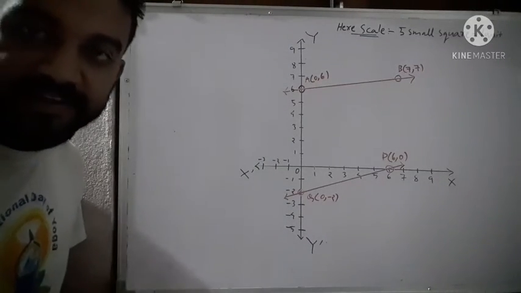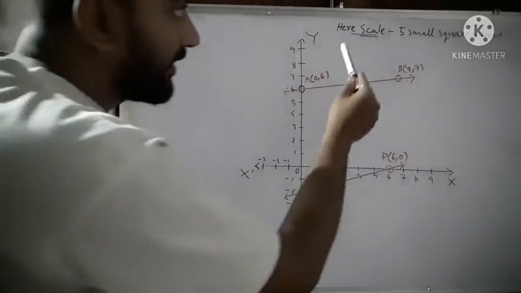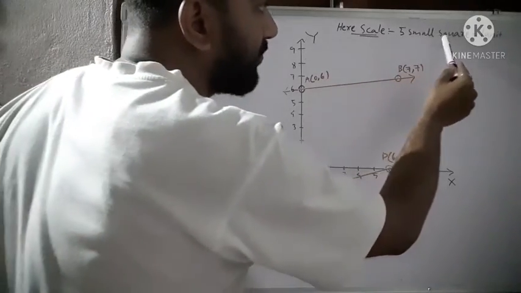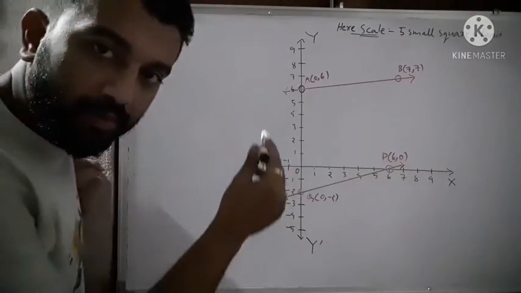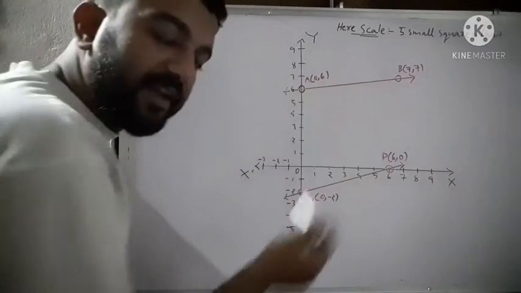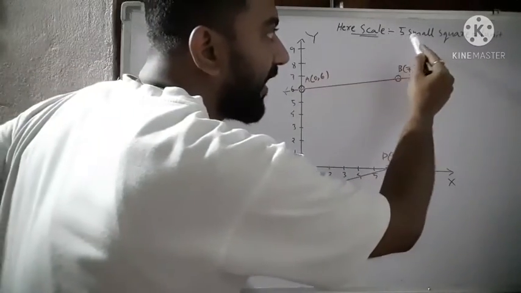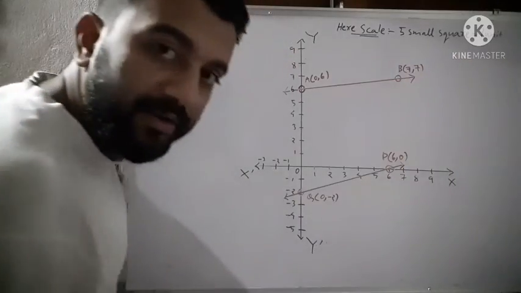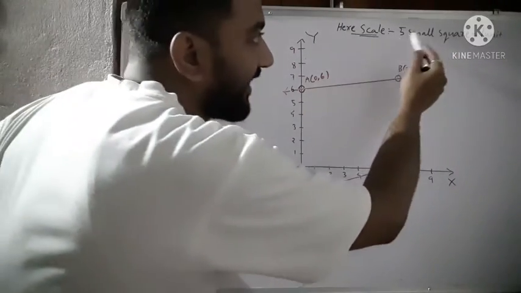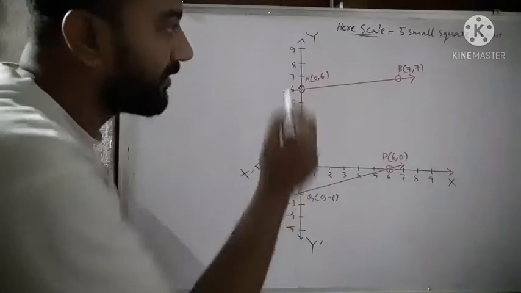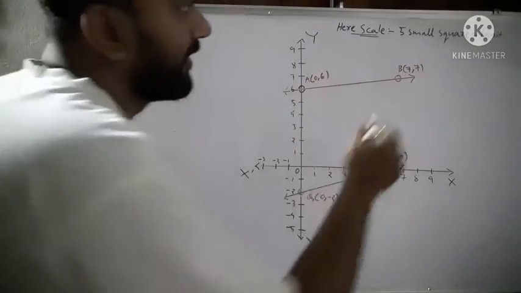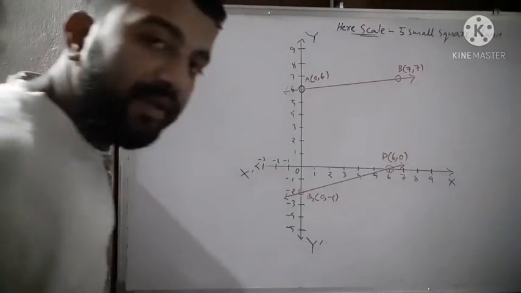And here, what is the scale factor? Here the scale factor is 5 small squares equals 1 unit. So we are going to plot this graph on a graph paper, and therefore on the graph paper we will consider 5 small squares equal to 1 unit. It is up to you; you can consider 10 small squares also. But here we have considered 5 small squares equals 1 unit.